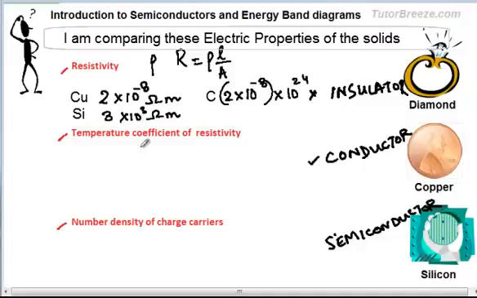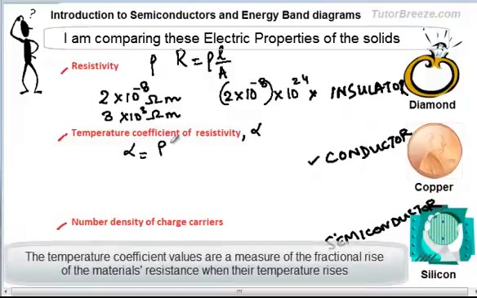Now if you're going to compare the temperature coefficient of resistivity, let's first define the temperature coefficient of resistivity, which is denoted by alpha. Alpha is equal to rho dash minus rho naught upon rho naught times T dash minus T naught, where T naught is a reference temperature and rho naught is the resistivity at that reference temperature. Now if you're going to compare the temperature coefficient of resistivities of metals and semiconductors, you find something very interesting.